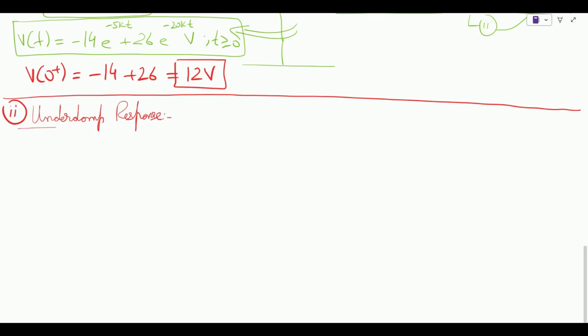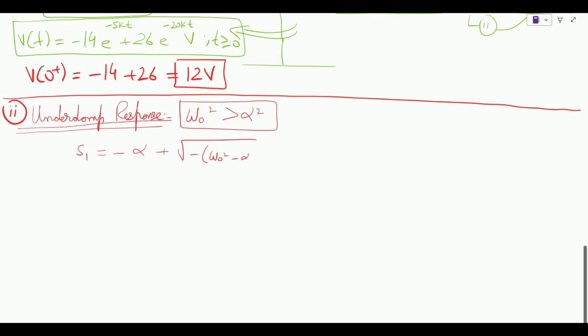For the underdamped response, we know that our condition should hold, which means that the resonating frequency squared should be greater than the Neper frequency squared. If this occurs, then what are going to be the roots? We know that our root from the previous expression was S1 equals minus alpha plus the square root of alpha squared minus omega naught squared. We can simplify this by bringing the negative sign outside the bracket. This is the iota term, which will be replaced by j, and I will be left with omega naught squared minus alpha squared, because we know that j is the square root of minus 1. So this is the iota or the complex term. In engineering we call this j. So this is how we are getting it.